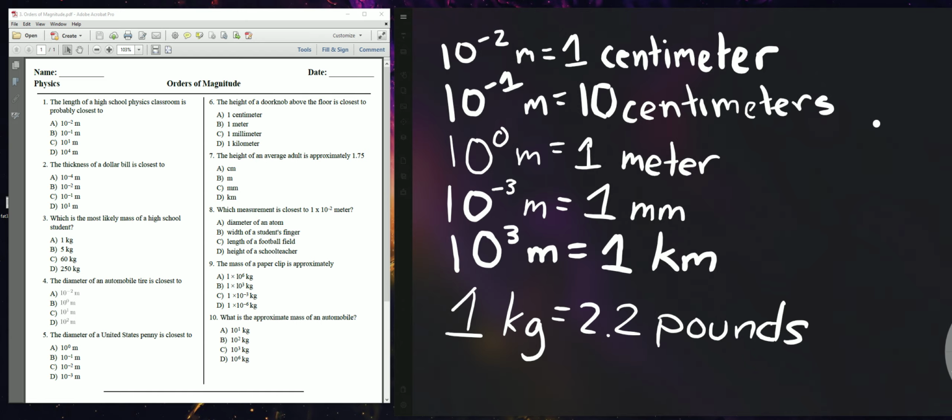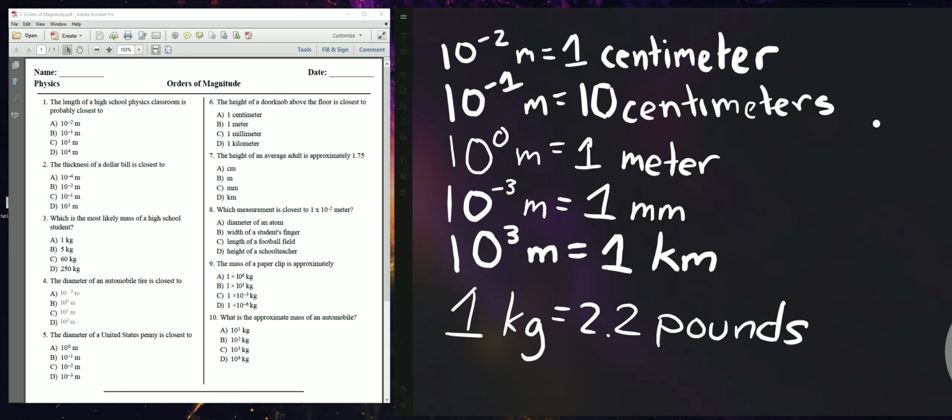Which measurement is closest to 1 times 10 to the negative 2 meters? We can think of it as close to a penny. Well, we know A is impossible. You know an atom is much, much smaller than that. C is pretty much impossible too. D, we already established that a human is approximately 1 to 2 meters. So B looks like the most likely answer, because we know that 10 to the negative 2 meters is 1 centimeter, and 1 centimeter is approximately the diameter of a penny.